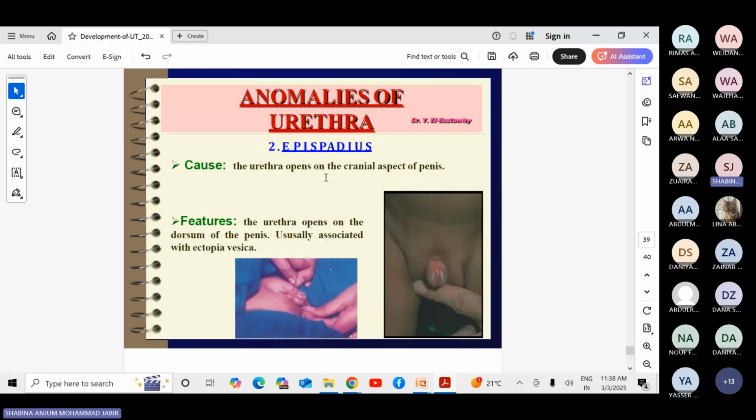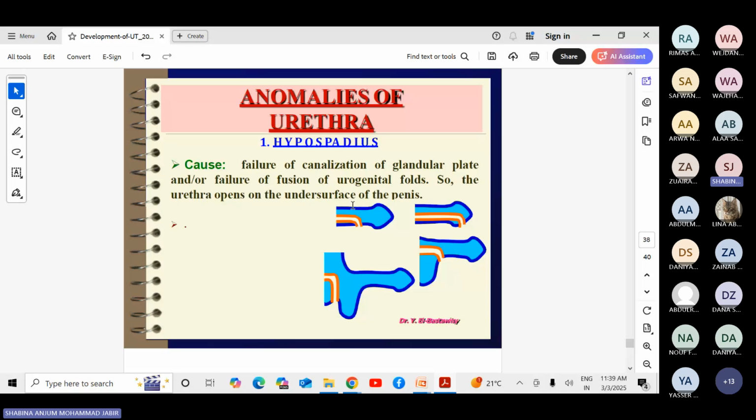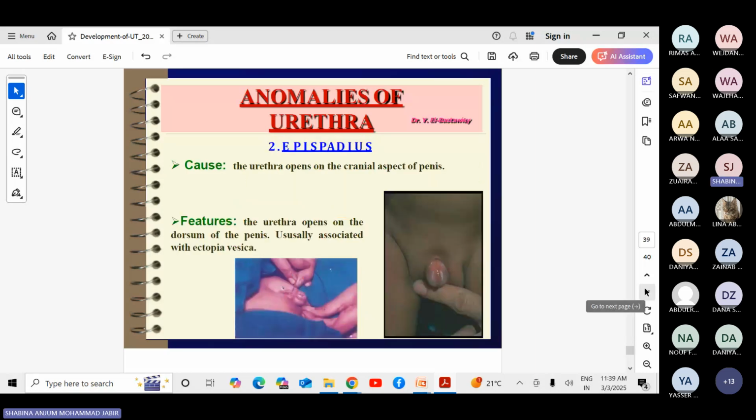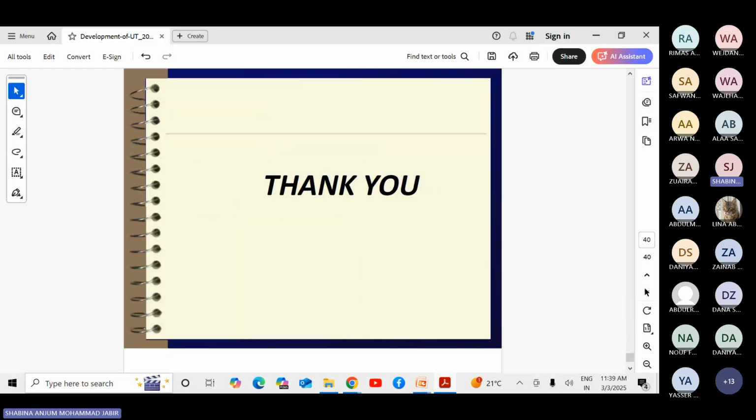Then there is another condition, epispadias. Here the urethra opens on the cranial aspect of the penis. The urethra will be open on the dorsum of the penis and it is associated with ectopia vesicae. So these are the two conditions. Here it will open on the dorsum of the penis, and here it will open on the under surface of the penis. Hypospadias and epispadias. So these are the different conditions for the opening of the urethra.